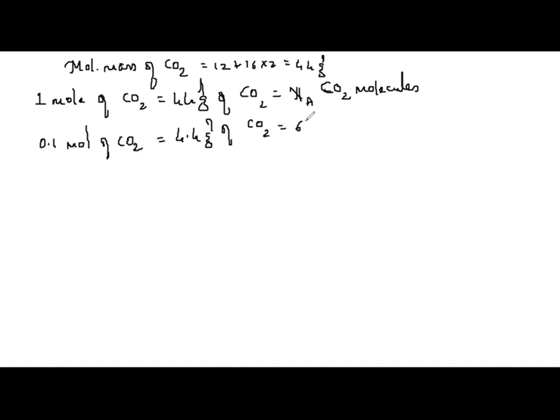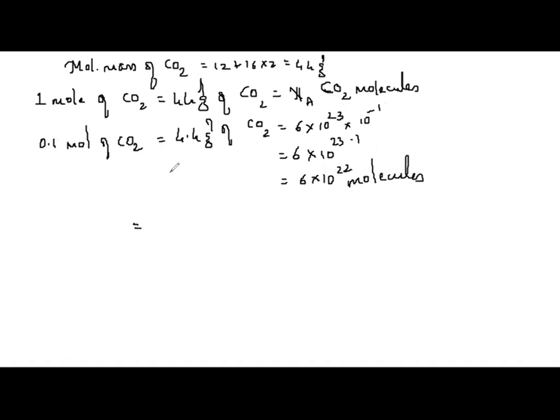23 minus 1. See, Avogadro number is 10 raised to 23. 0.1 means into 10 raised to minus 1. So this becomes 6 into 10 raised to 23 minus 1. That is equal to 6 into 10 raised to 22 molecules. Correct?